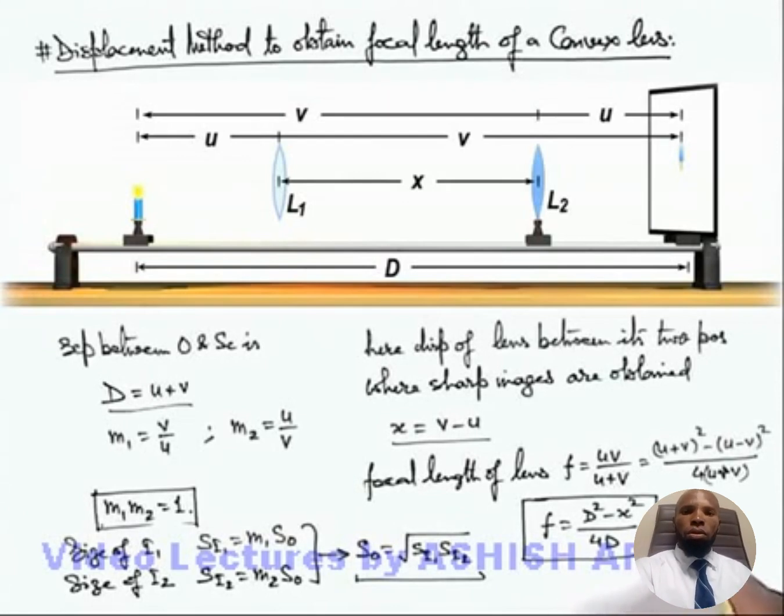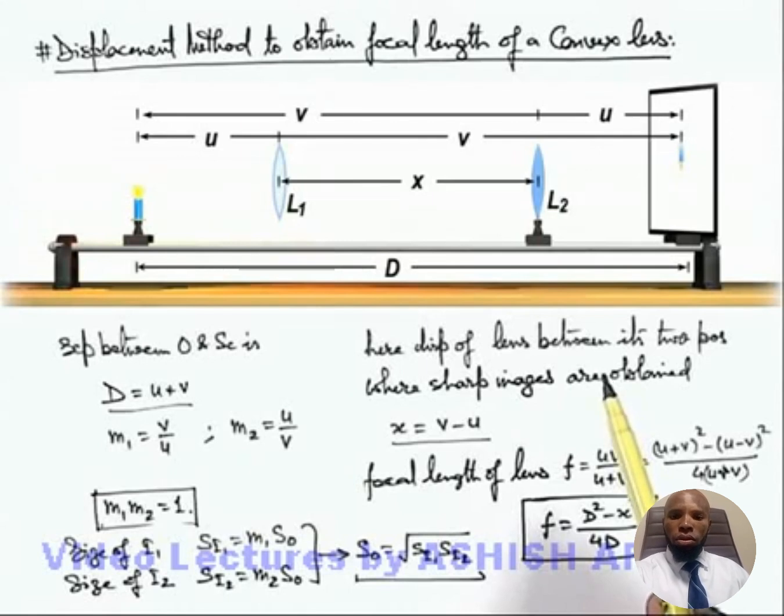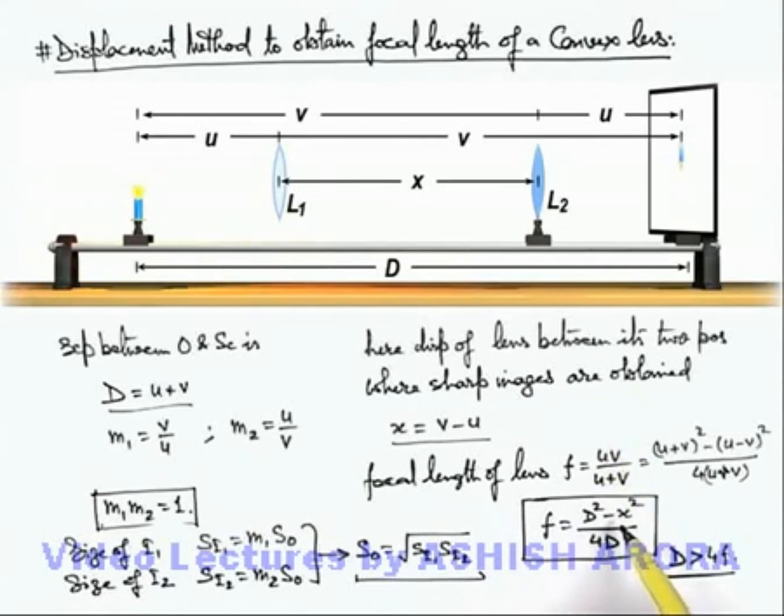Here, if d is equal to 4f, there will only be one position of the lens, which is exactly midway between the object and the screen, for which a single sharp image can be obtained, but in that case the value of x will be 0.